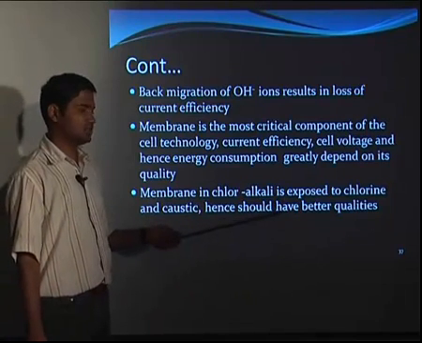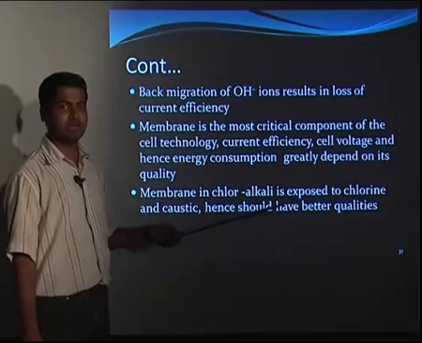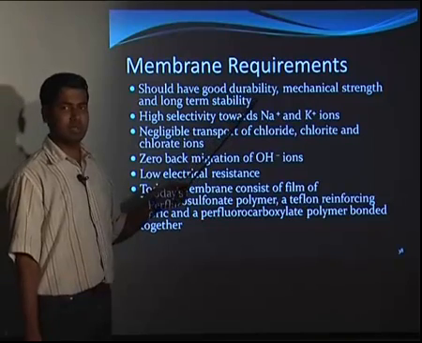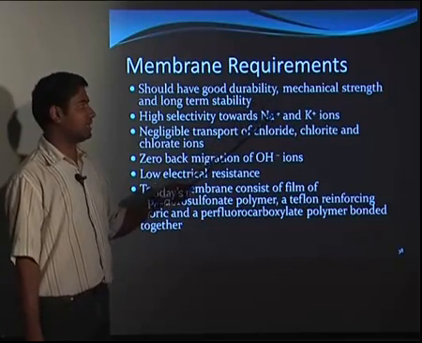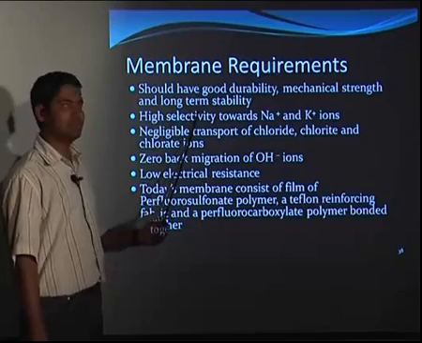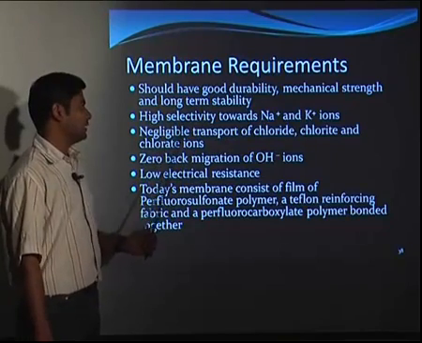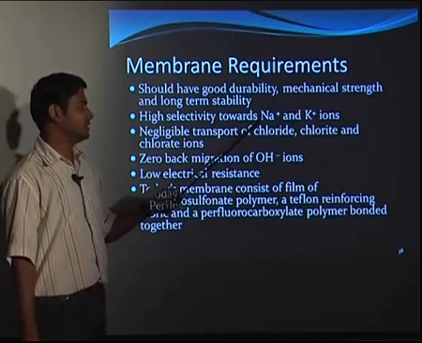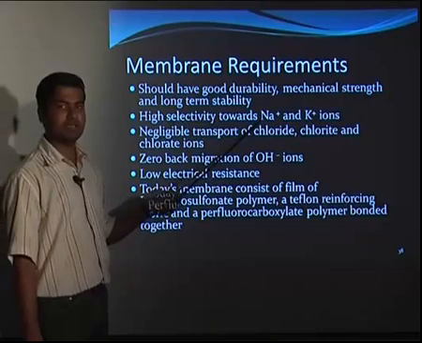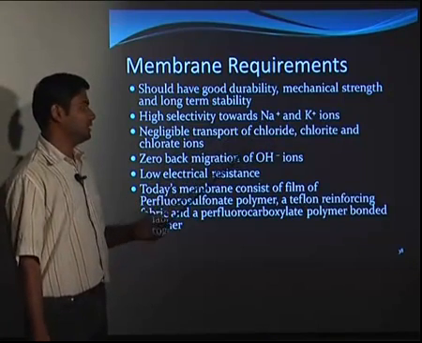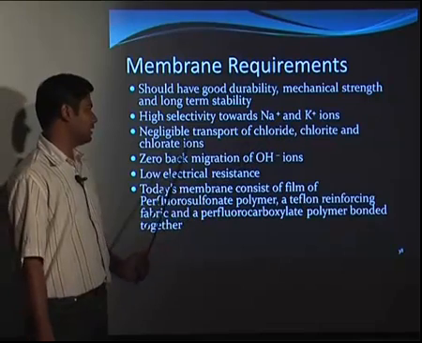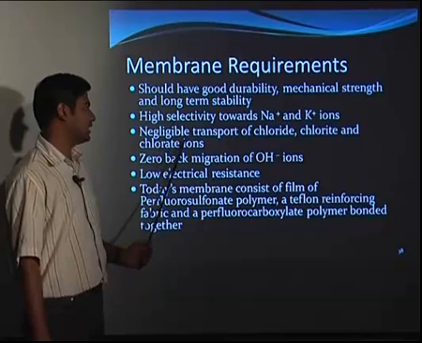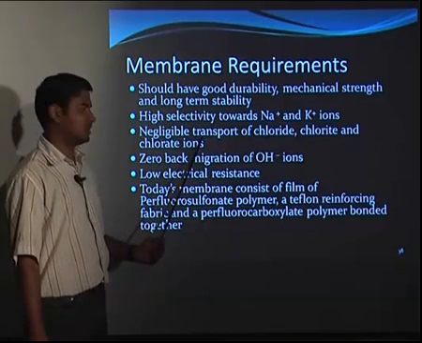So we have to see what qualities the membrane used in the membrane electrolytic cell should possess. It should have good durability, very high mechanical strength, and long term stability. It should be highly selective toward Na+ and K+ ions, which is necessary in order to avoid Cl- ions going to the other compartment. There should be negligible transport of chloride, chlorite, and chlorate ions.